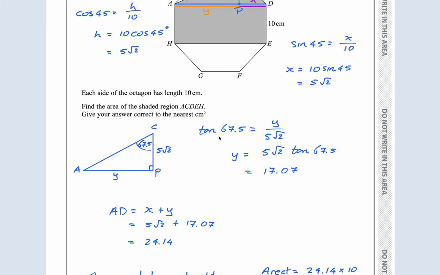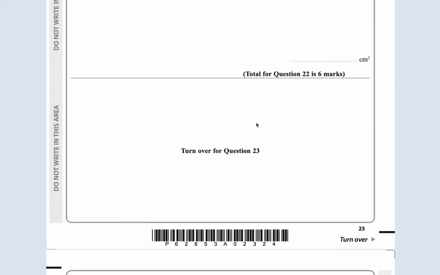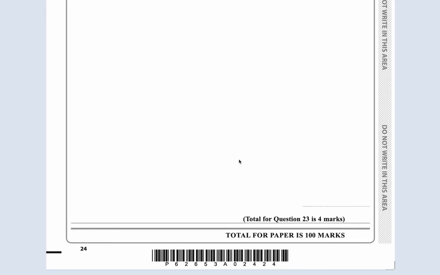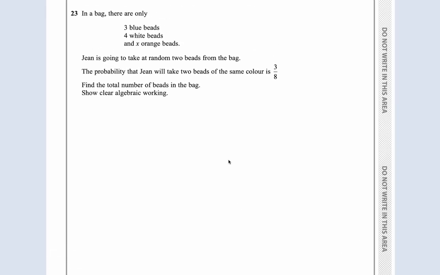Okay, obviously guys, another really hard question. 327, 6 marks. Finally, the final question, question 23. Hopefully this will be easier than the last 2 questions. In a bag, there are only 3 blue beads, 4 white beads, and x orange beads. Jean is going to take a random 2 beads from the bag. The probability that she takes 2 beads of the same color is 3/8. Find the total number of beads in the bag. Show your algebraic working.